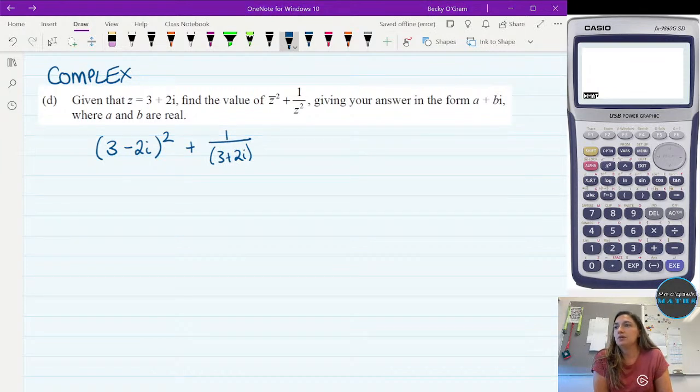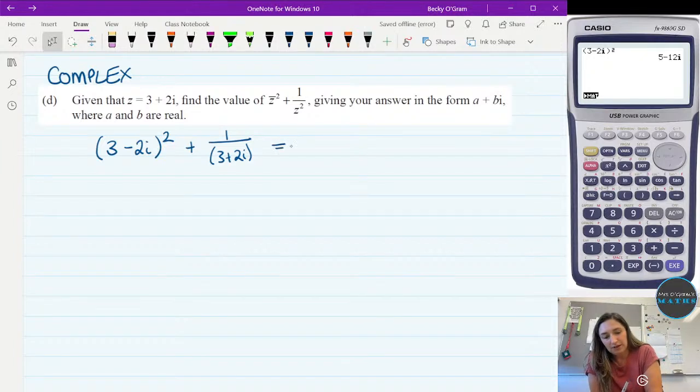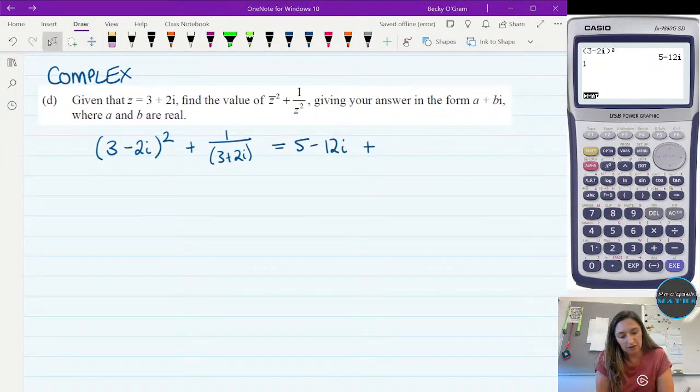I just want to do a quick check that I've got sound coming through again. So it's 3 minus, yep, there we go. All right, so now if we take the 3 minus 2i on our calculator and square that, that will be 5 minus 12i. And then do 1 over. So 1 divided by 3 plus 2i.